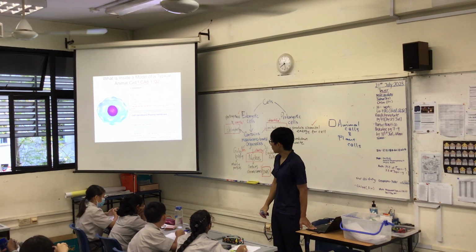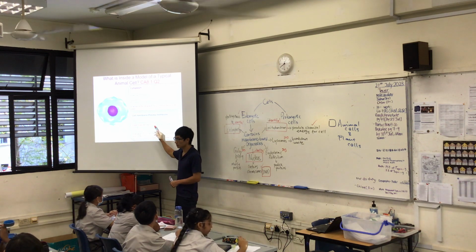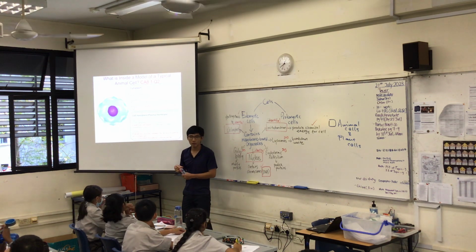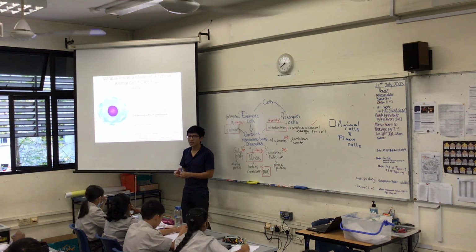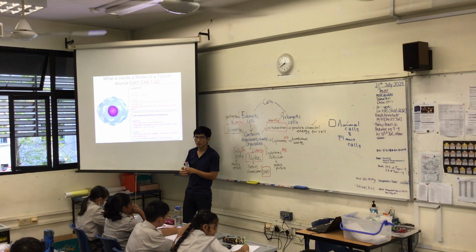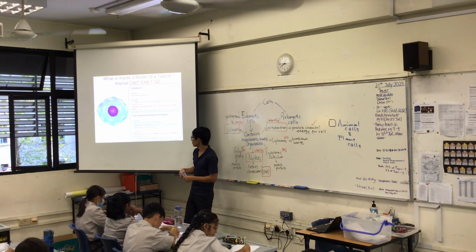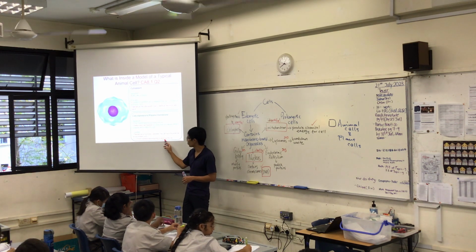I'm not sure if your primary school teacher used the word before, selectively permeable. Selectively permeable means it's very selective in what it allows through. Permeable means can go through. Selectively permeable means I'm very careful about what I let through or not. Or, as Xavier put it, it controls the substances entering and leaving the cell.